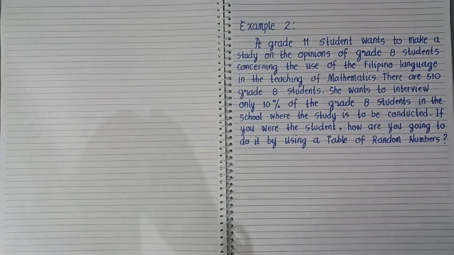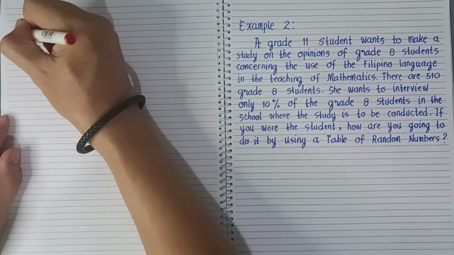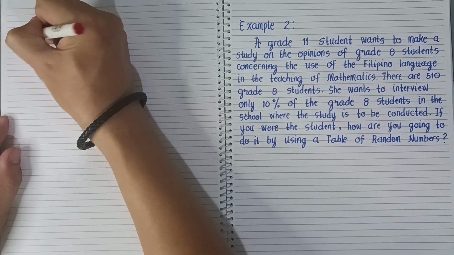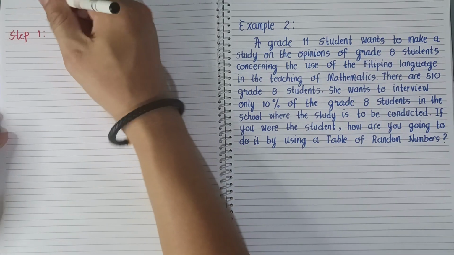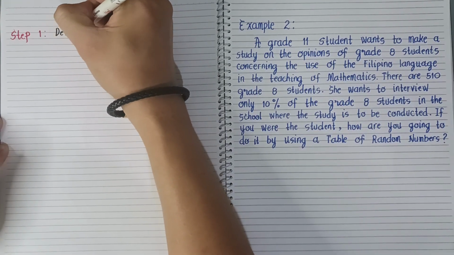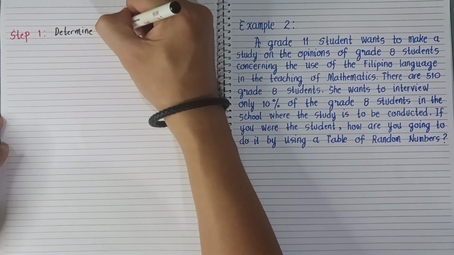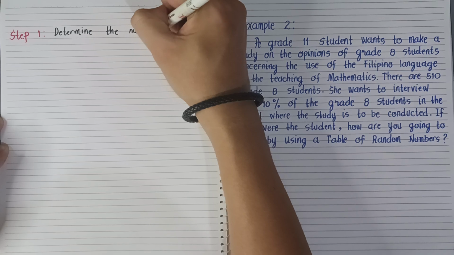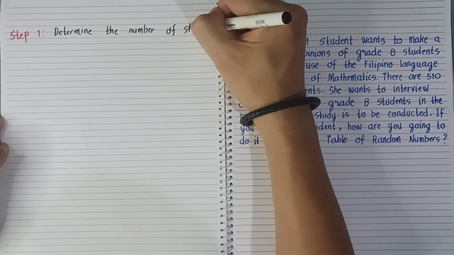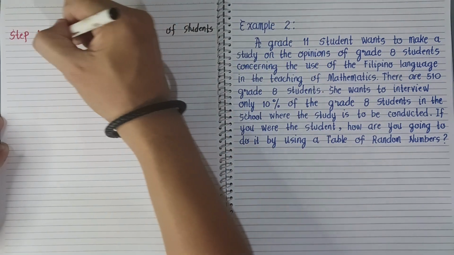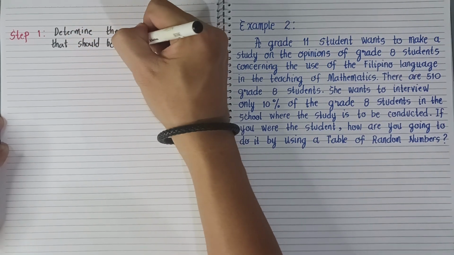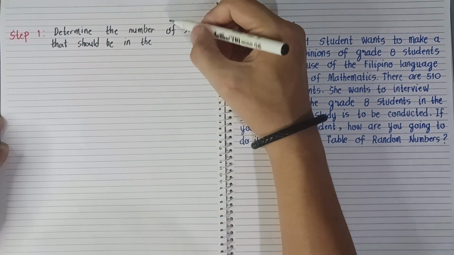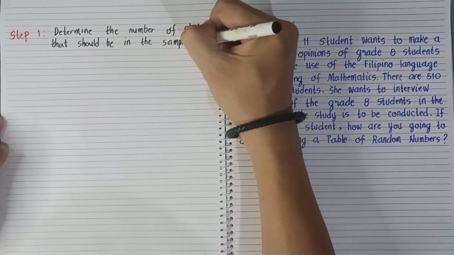Okay, so isusulat ko dito guys. Step 1. Determine. Siyempre, kailangan nating alamin yung number of students should be in the sample. Okay? So, determine the number of students that should be in the sample. Okay? So guys, dito ipapakita natin step by step process para mas lalo nyo maintindihan.